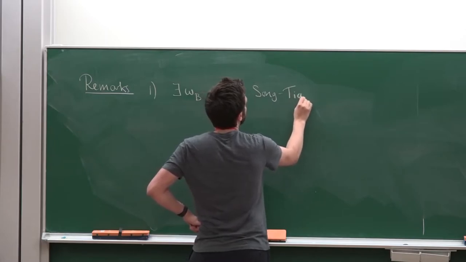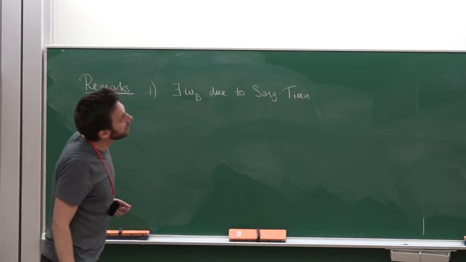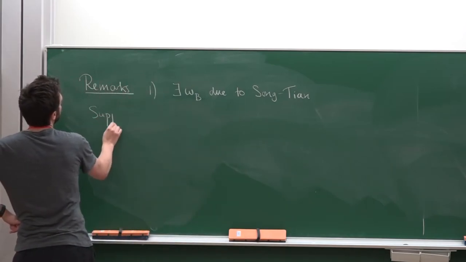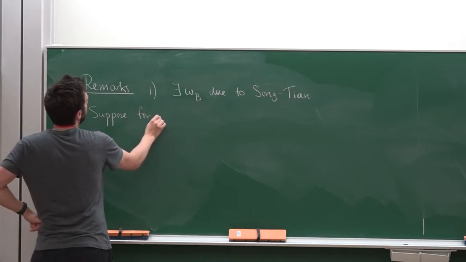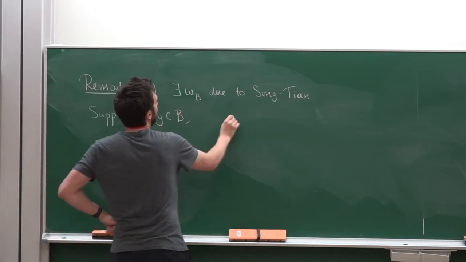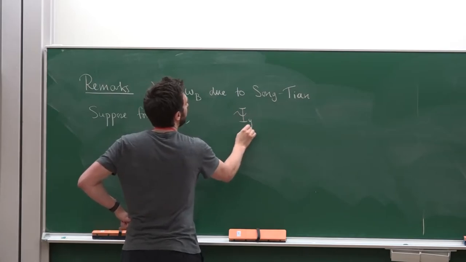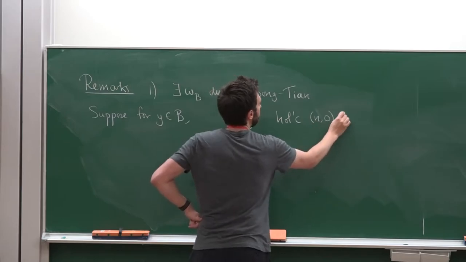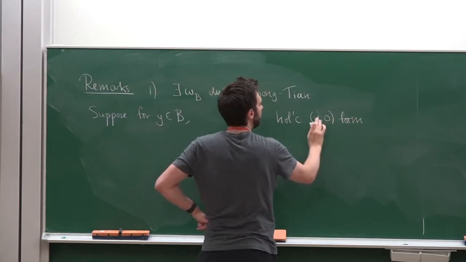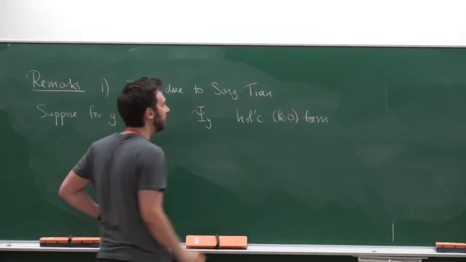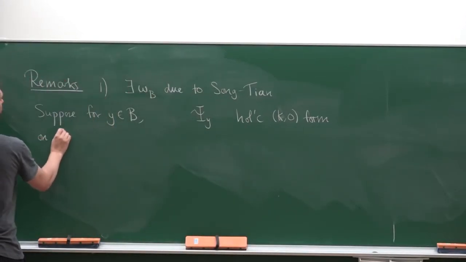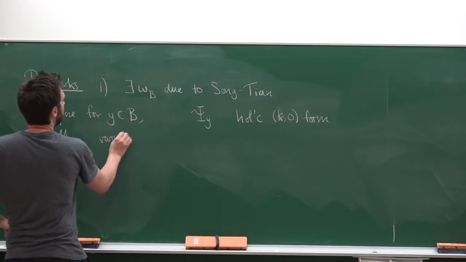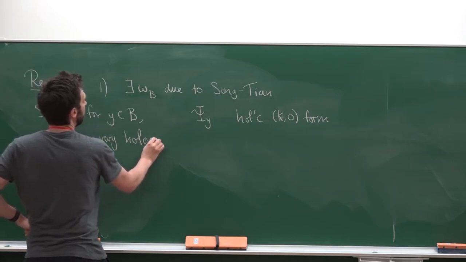And then to explain the notation, suppose that for y in B we have, let's call it psi_y, a global holomorphic k-form. Sorry, I should say, that should be dimension k, so it should be a k-form on the fiber M_y. And then suppose it's varying holomorphically in y.